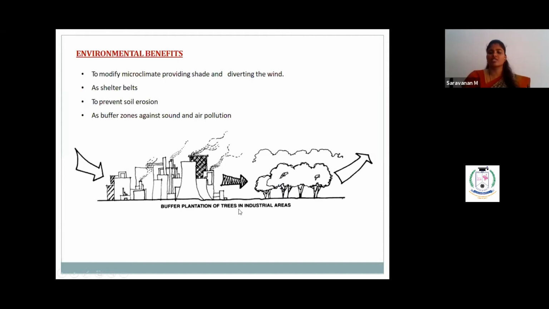See, in the sketch, it is given as buffering plants of trees in the industrial areas. We have given it in the industrial areas because of the noise and the pollution, which the trees help control.